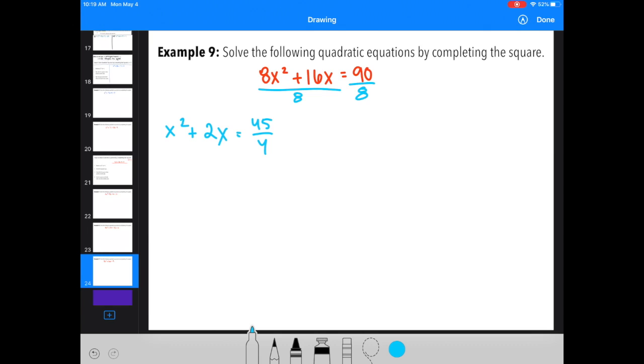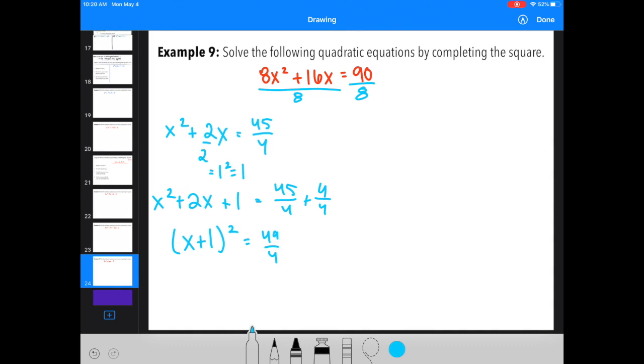All right, time to make my perfect square trinomial. So I'm going to take my b value, divide by 2, which gives me 1. 1 squared gives me 1. So to rewrite that equation, I'll have x squared plus 2x plus 1 equal to 45 over 4 plus 1, which 1 rewritten as a fraction could be 4 over 4. My next step is to factor, which x squared plus 2x plus 1 factors down to x plus 1 squared. 45 plus 4 is 49 over 4.